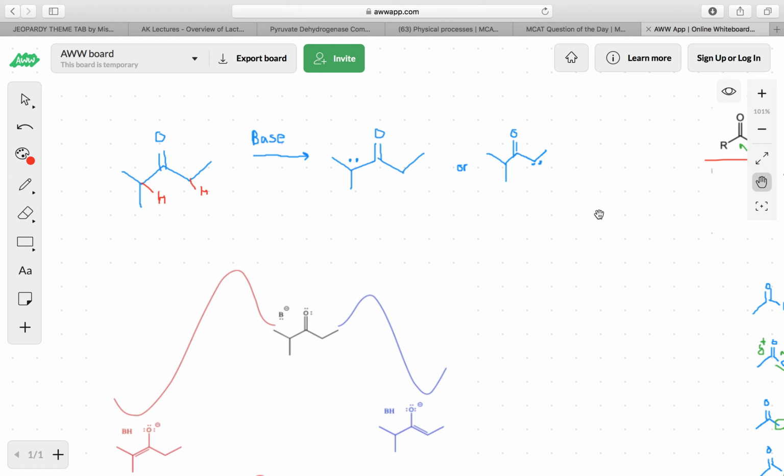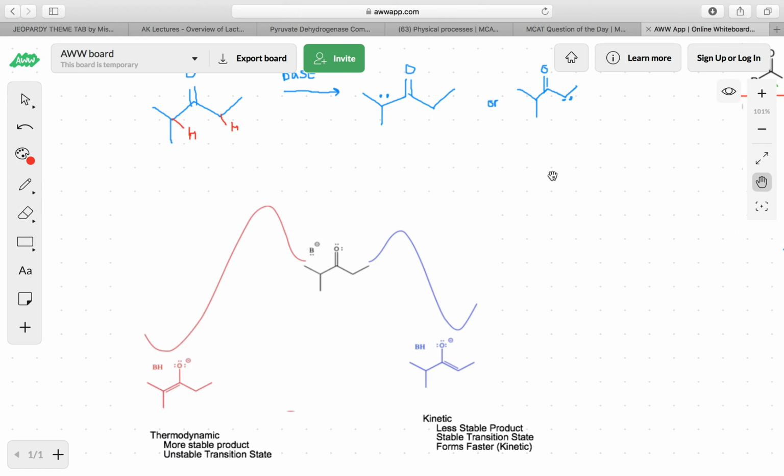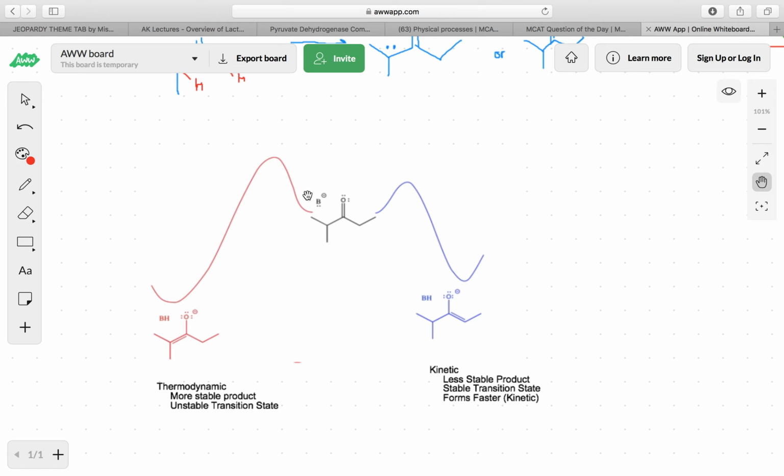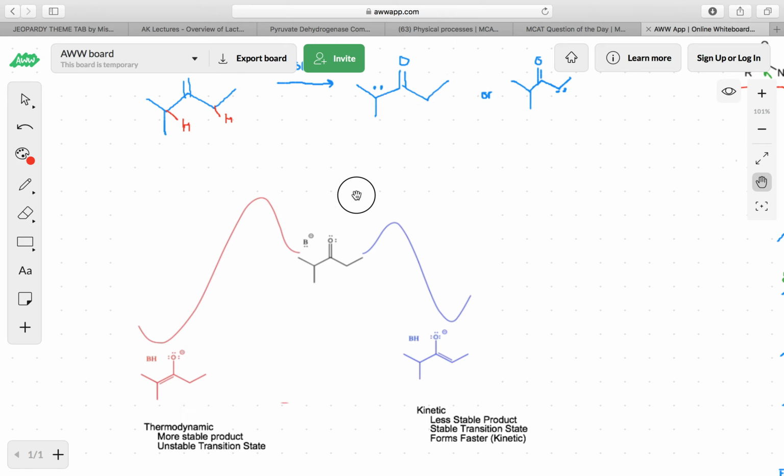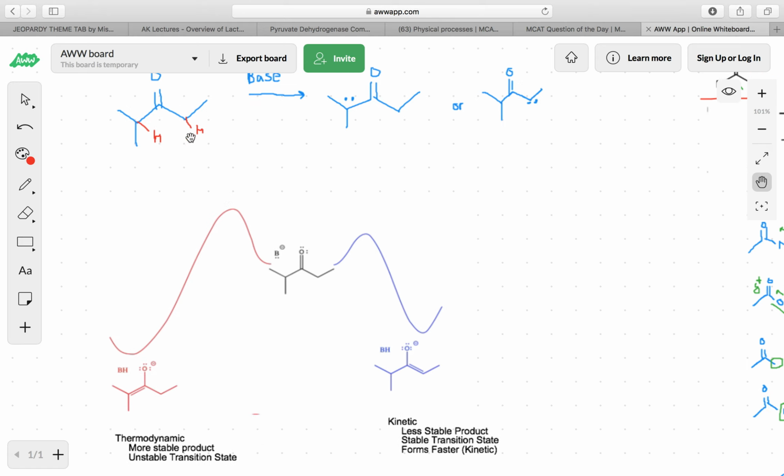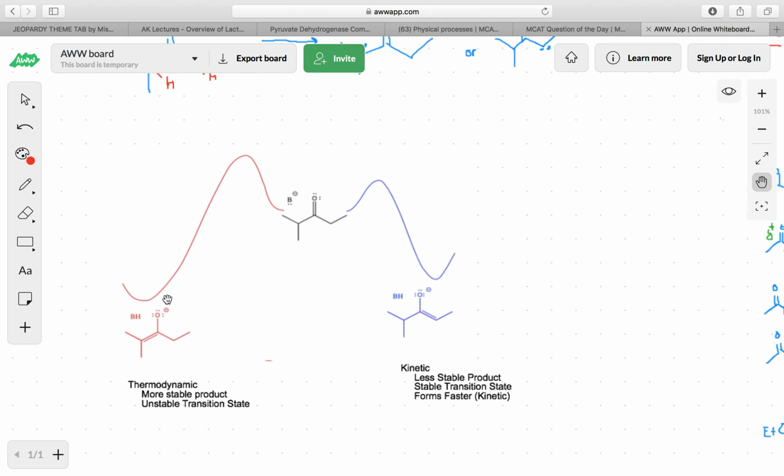And this requires an explanation of thermodynamics versus kinetics. So let's take our initial reactant. We know that we can deprotonate it from the left side or the right side. Let's first take the left. If I take off this hydrogen on the left, I'm going to form an alkene here. So this is the product we'll get. This is our enolate. If I take off this proton from the right, we'll form the enolate on the right side. So these are two different products.